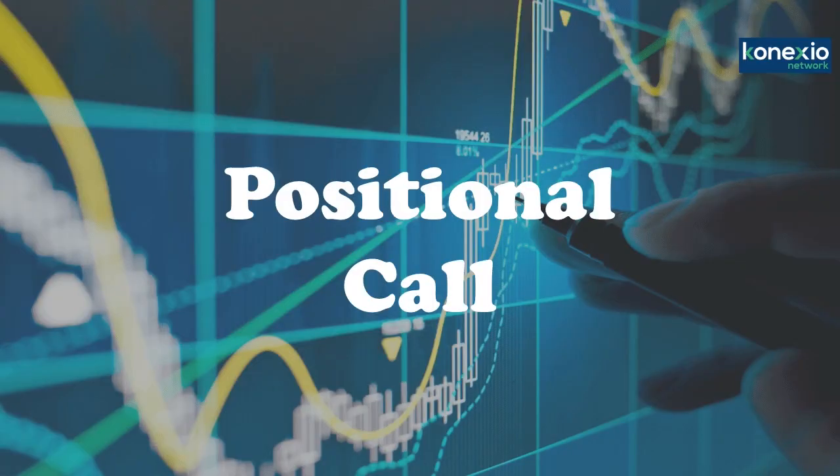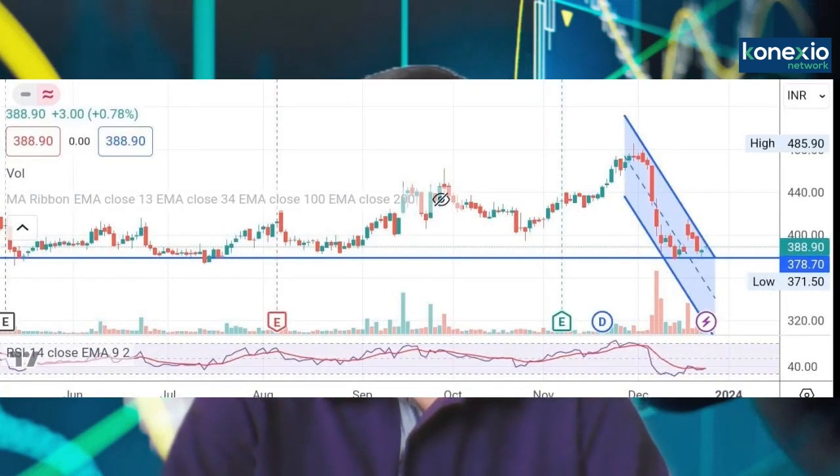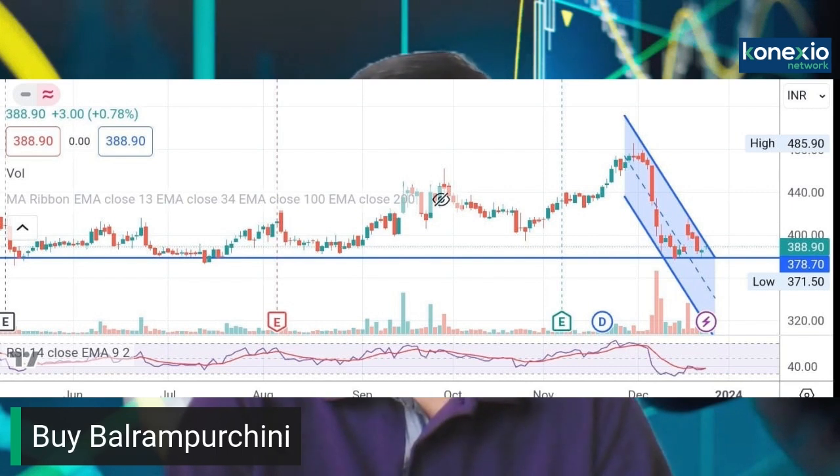So friends, now let us come to the final segment of our show, which is the positional call, and identify one stock from the sugar segment. The name of the stock is Balrampur Chini. You will see on the screen the chart of Balrampur Chini. You can clearly see the blue horizontal support trend line. There are multiple supports, 3 to 4 times the stock has taken a support.